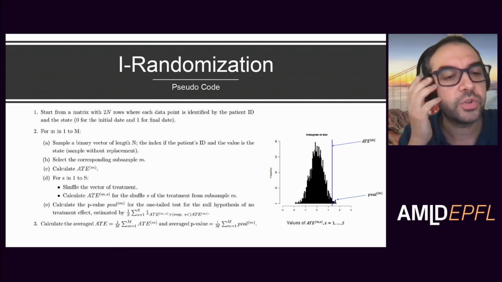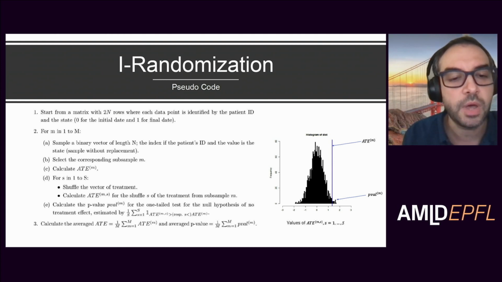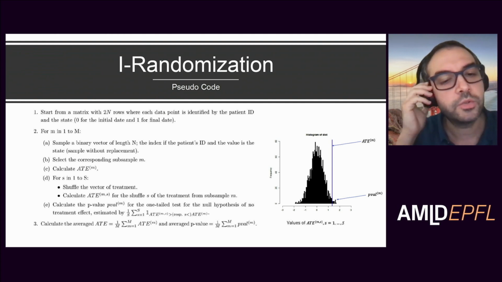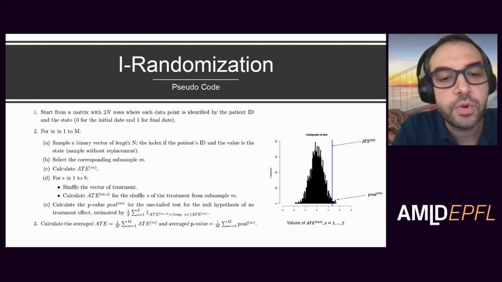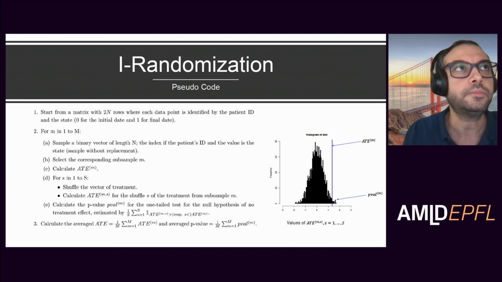And then we take the average treatment effects for each subsample as our estimator, and either an average of the p-values observed for the different subsamples, or look at the distribution of the p-values to assess the significance of the test.